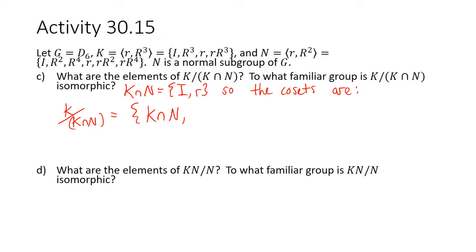So let's see, what else is in K? Let's see, r cubed, I think. So we can have r cubed times K intersect N, and then that will give us, I think that actually gives us everything that is in K. Okay, so that'll be it.